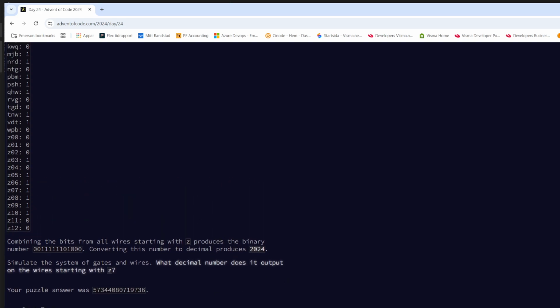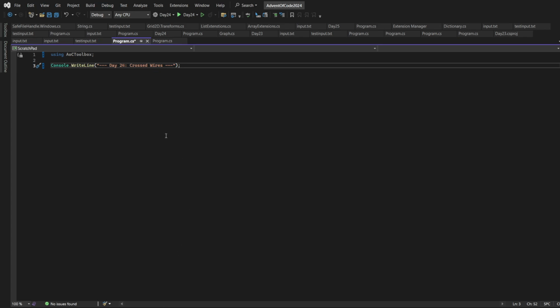This is a pretty straightforward problem actually, and I will try to do this a little bit quickly. We will define a couple of dictionaries here.